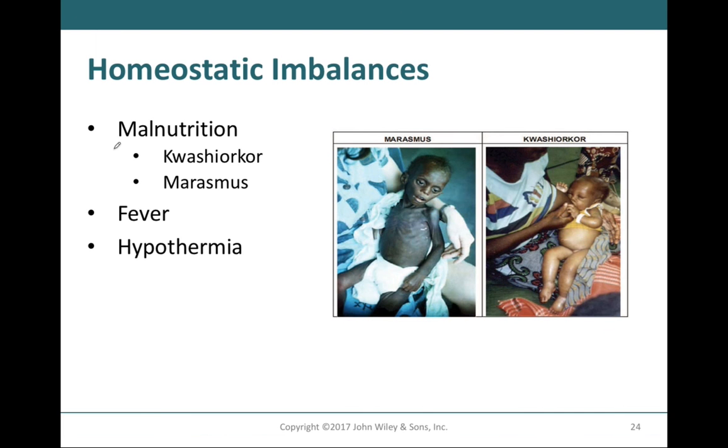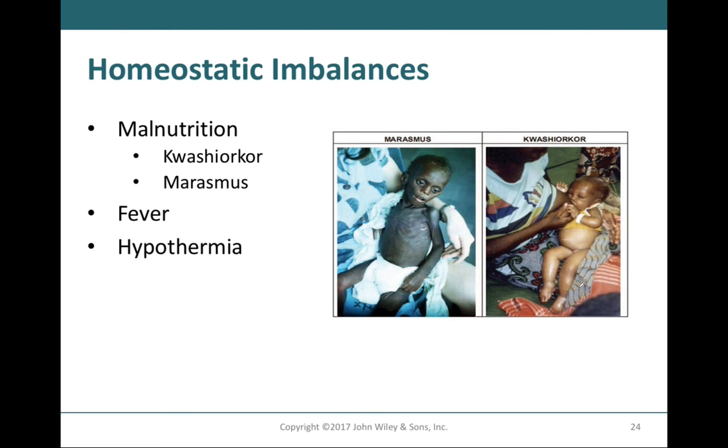Malnutrition is a lack of any vital nutrients that our bodies normally need to function properly. Two types of malnutrition are kwashiorkor syndrome and marasmus. You can see that this baby over here is representing kwashiorkor syndrome. Kwashiorkor syndrome refers to an overall lack of protein intake by the body.